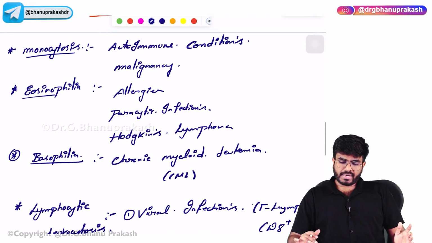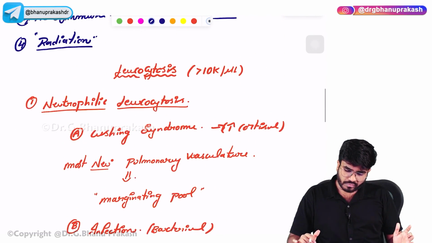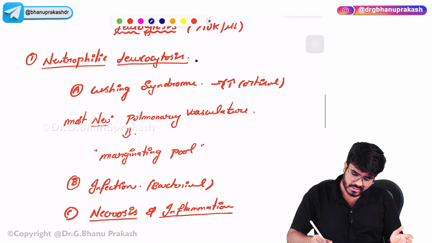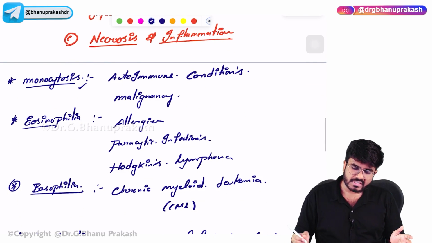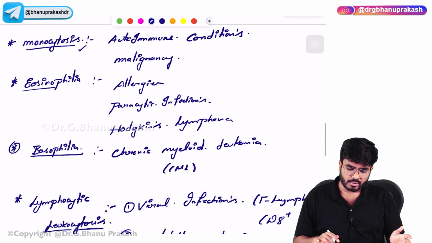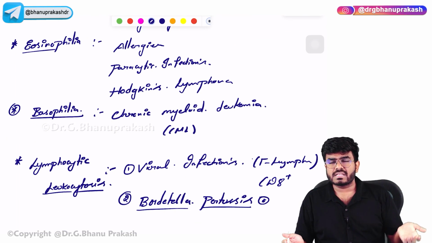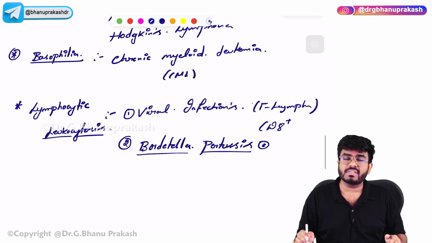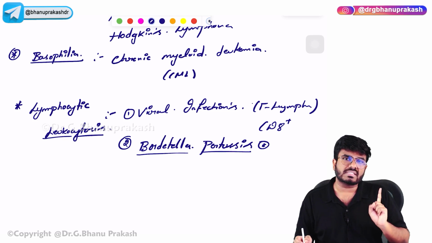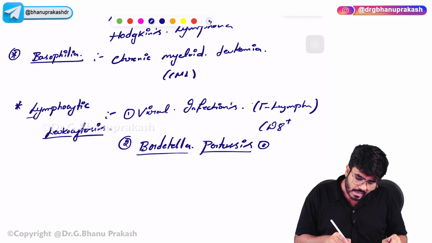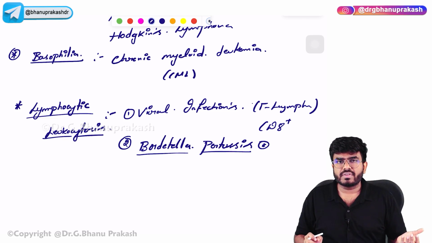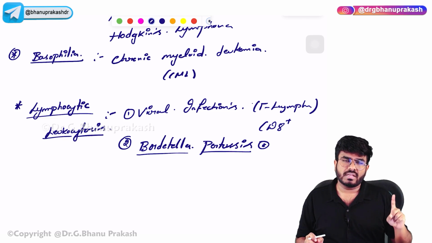So, completed. In the leukocytosis topic, I have explained neutrophilic leukocytosis. Next, monocytosis, which is seen in autoimmune conditions as well as malignancy. Eosinophilia, which is seen with allergic conditions, parasitic infestations, as well as Hodgkin's lymphoma. Basophilia is seen in one condition, CML, chronic myelogenous leukemia. And lymphocytic leukocytosis is seen with viral infections, and the one bacterial infection which can cause it is Bordetella pertussis.